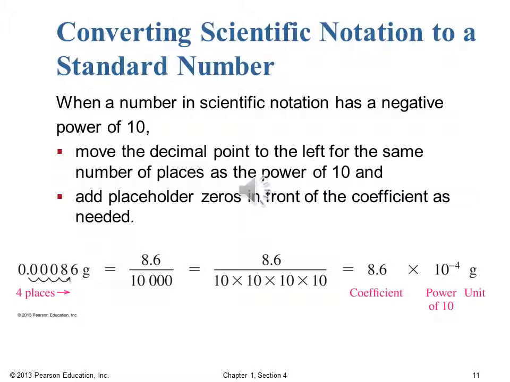Because we moved it once to the left just to get it out before the 8, we won't have as many zeros as our value. We should have 1 less. So we'd end up with 0.00086 if we're going from scientific notation of 8.6 times 10 to the minus 4 back to the raw number.